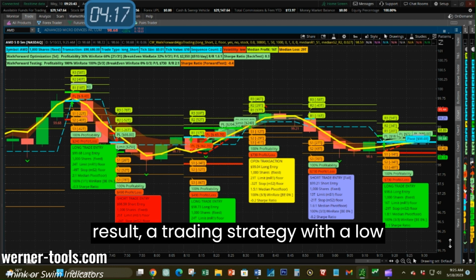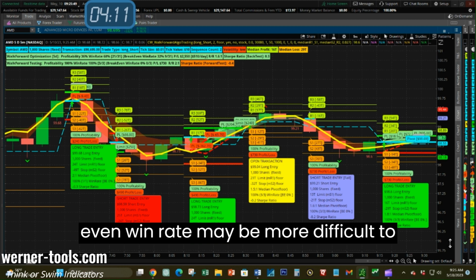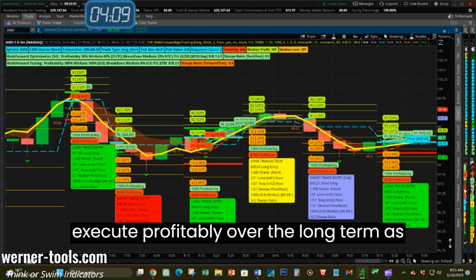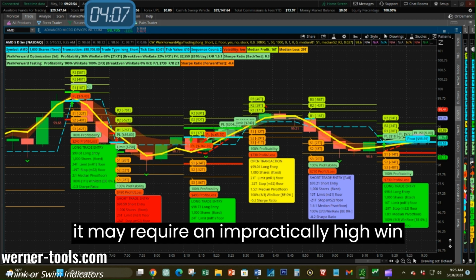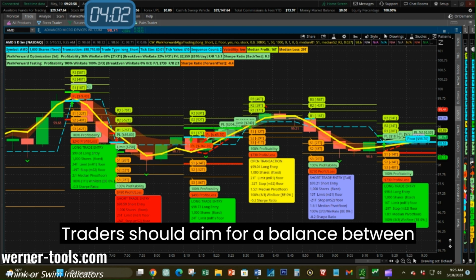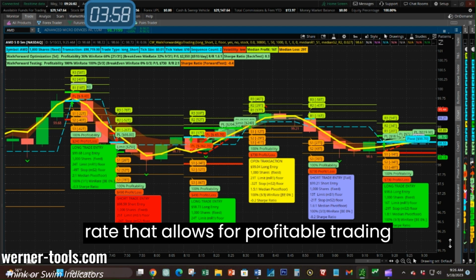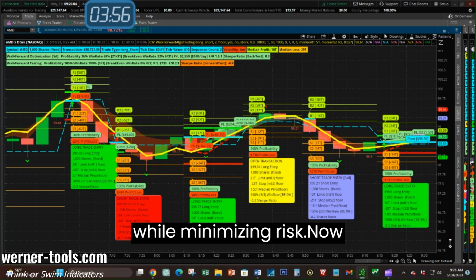As a result, a trading strategy with a low risk-to-reward ratio and a high break-even win rate may be more difficult to execute profitably over the long term, as it may require an impractically high win rate to generate profits. Traders should aim for a balance between risk-to-reward ratio and break-even win rate that allows for profitable trading while minimizing risk.